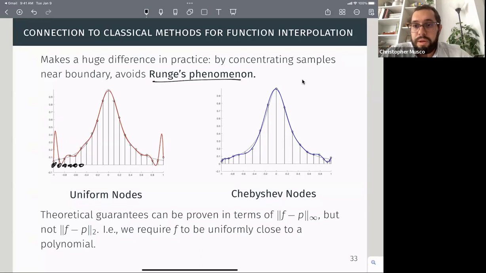As I said, you can't get theoretical guarantees for something like Chebyshev interpolation for polynomials in our agnostic learning setting, because you need to use randomness, but you can give theoretical guarantees in a different norm. If you are promised that your function is uniformly well approximated by a polynomial, so you're looking at the L infinity norm instead of the L2 norm, you can get theoretical guarantees for this method.